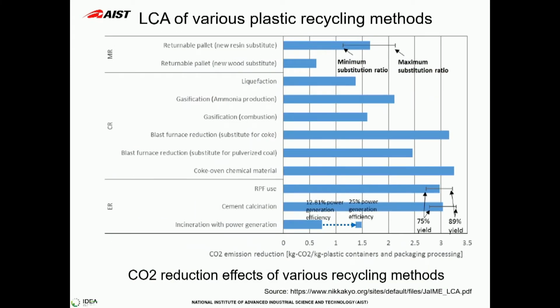Next, I would like to introduce the LCA result of plastic recycling in Japan, which I chaired. MR is material recycle, CR is chemical recycle, ER is energy recovery. We can see that energy recovery has an equivalent benefit to MR and CR depending on the conditions. We can also see from this graph that chemical recycling that produces ammonia from the plastics has the largest benefit. It may seem that we should promote this chemical recycling method more, but there are various types of plastic waste, and not all waste plastics can be recycled with these technologies.